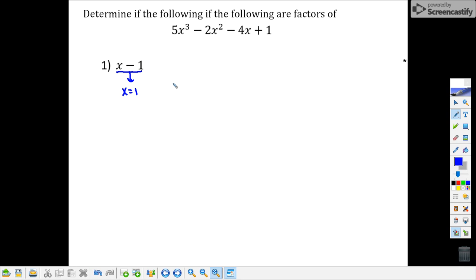Okay? And the factor theorem just says if you end up with 0, if you get an answer of 0, that means your remainder will be 0, and therefore this binomial would be a factor. So x minus 1 would be a factor. So we're going to see if these are factors. So I'm going to go ahead and plug it in for all my x's.